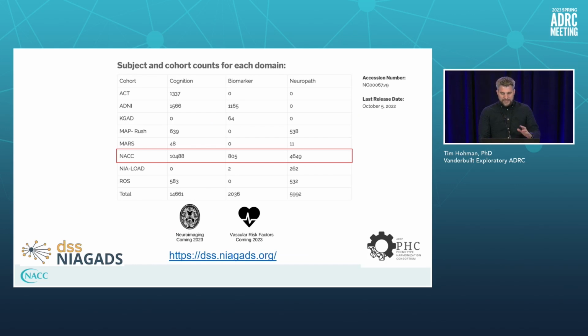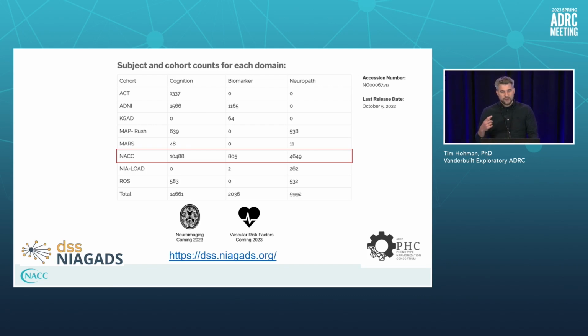So we had our first data release in the fall last year. You can see that NACC was a huge contributor to this. These are all participants that have whole genome sequencing data already available on NIAGADS. All we're doing is making deeper phenotypes available as well. You can see NACC contributed over 10,000 participants to that initiative. We released harmonized cognitive data, harmonized biomarker data, and harmonized neuropathology data.